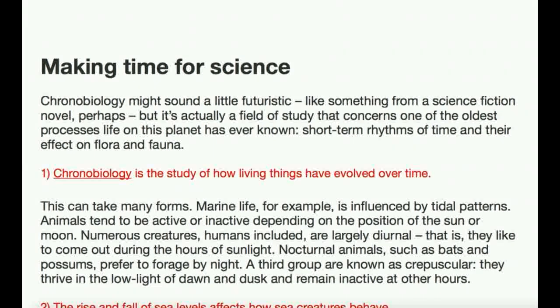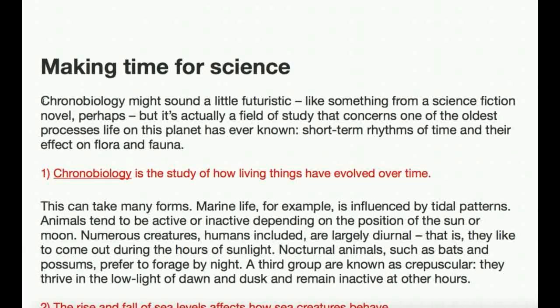Now the next thing we're going to look at is how to answer these IELTS reading true false not given questions. So we'll look at the first one. The first statement is chronobiology is the study of how living things have evolved over time. And we've worked out that the answer is in this paragraph. Now what you need to do, you scanned the paragraph to find the information quickly, but now you need to read very carefully to try and find out if the information is true, false or not given.